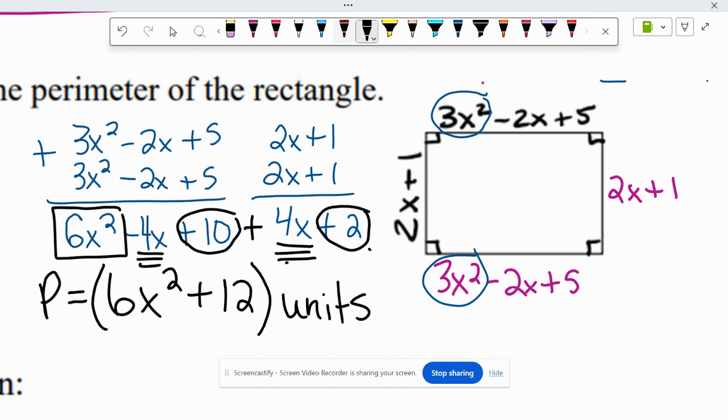Remember that perimeter is actually a measure. We don't know what the units are, but if we could figure out the value of x, or if we were given the x, we would actually be able to calculate the units.